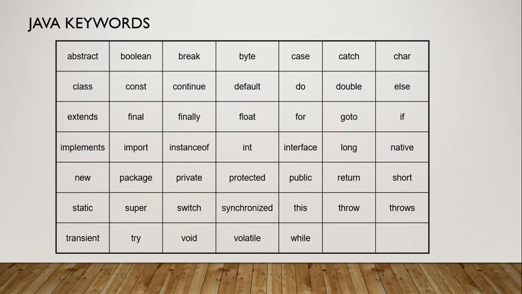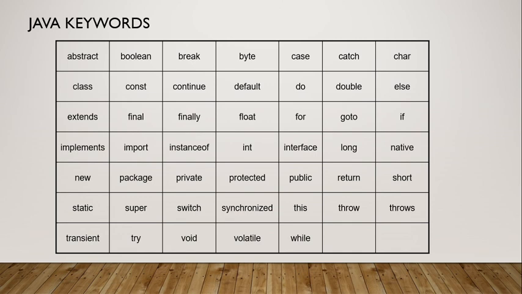Instanceof. Java instanceof keyword is used to test whether the object is an instance of the specified class or implements an interface. Int. Java int keyword is used to declare a variable that can hold a 32-bit signed integer. Interface. Java interface keyword is used to declare an interface. It can have only abstract methods.